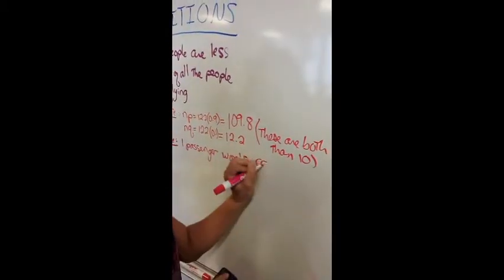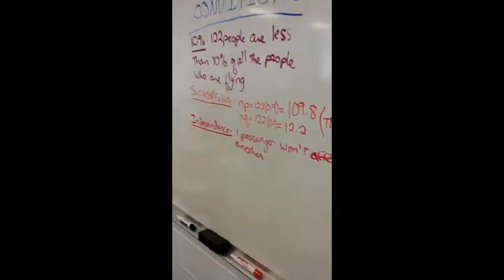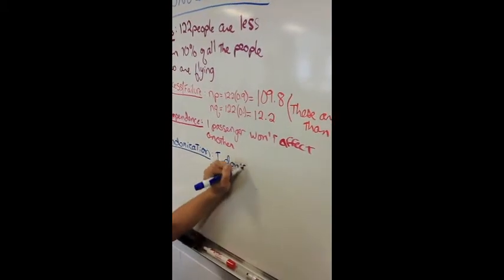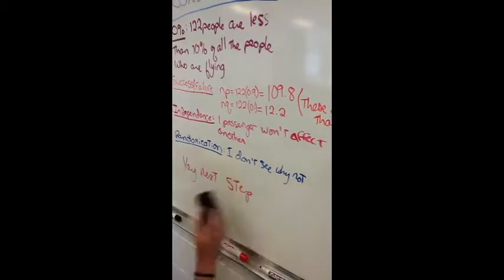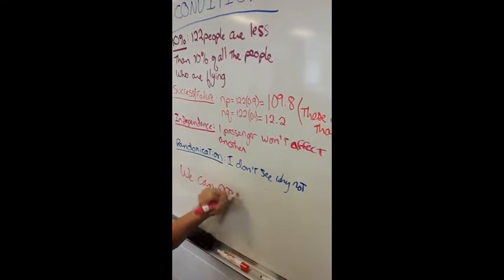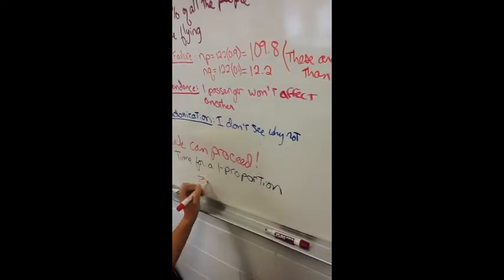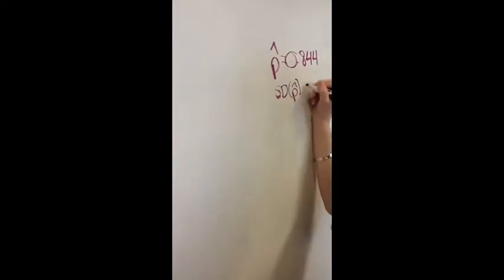Next, we have the independence condition. Each passenger who receives their luggage is independent from the next. Finally, randomization. It is stated in the problem that the people chosen were chosen randomly. Because all conditions have been satisfied, it is okay to continue with our model.